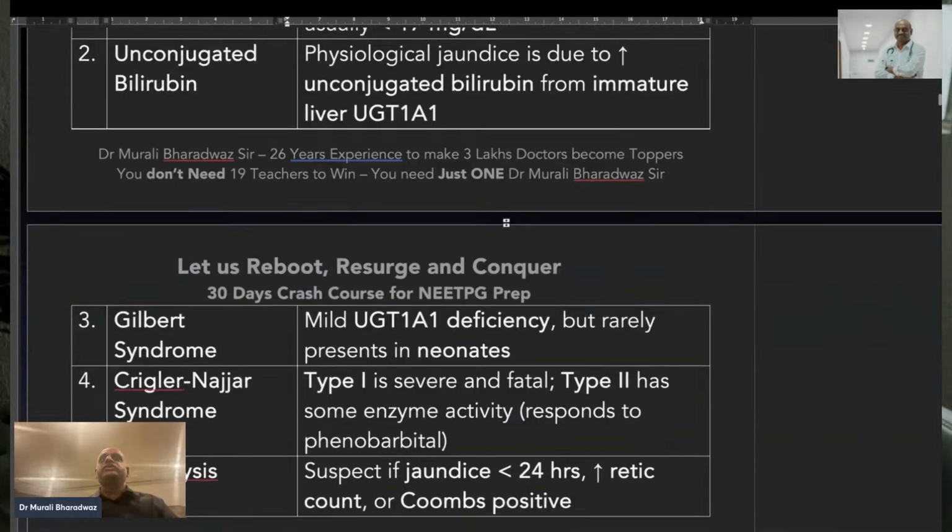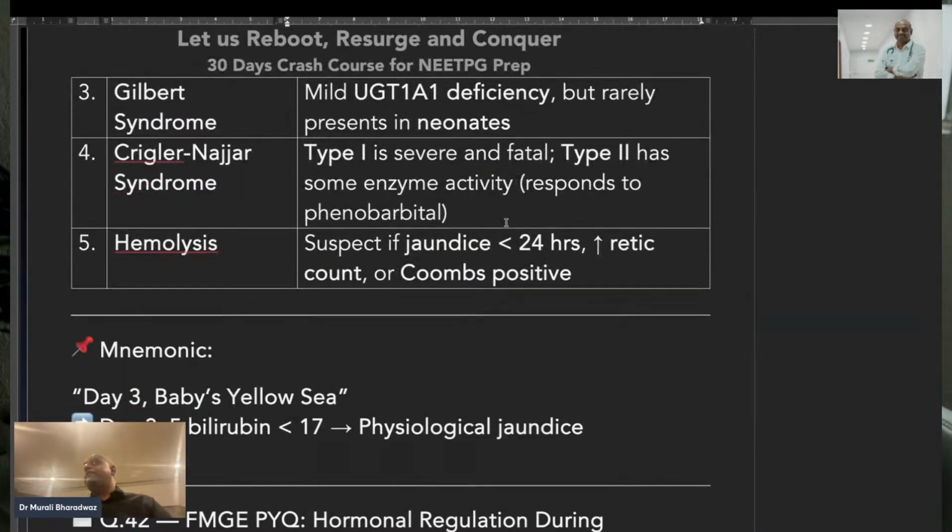So among the Crigler-Najjar types, what is type 1? Complete absence of glucuronyl transferase. Type 2, some enzyme activity is there. Which responds to phenobarbital? Type 2, because it has partial deficiency. Complete deficiency, type 1, we cannot improve. Piggy liver is found in Dubin-Johnson. Between Crigler-Najjar, Gilbert, Rotor and Dubin-Johnson, which is conjugated?